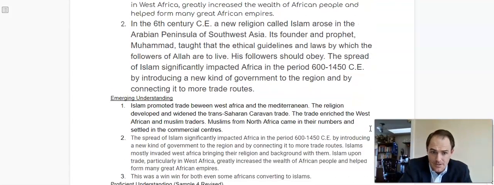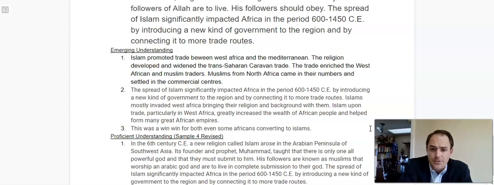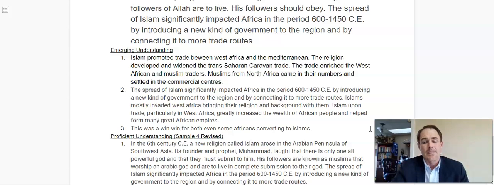Here's what is. Islam promoted trade between West Africa and the Mediterranean. That's very true. The religion developed and widened the trans-Saharan caravan trade. Also true. The trade enriched the West African and Muslim traders. Yes. Muslims from North Africa came in their numbers and settled in the commercial centers. Yes. Now, why is it only emerging? Because I don't see that connection to the thesis statement. And the student didn't even write the thesis statement. But a lot of background about the connection between Islam and the growth of trade in the region. So emerging, but just barely.